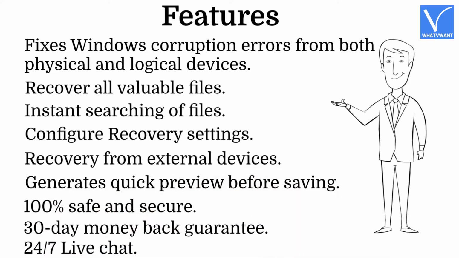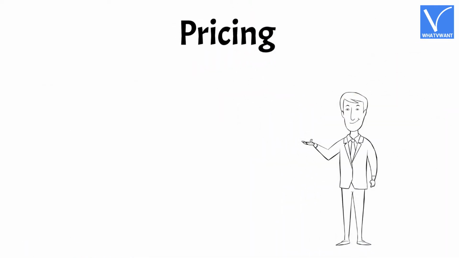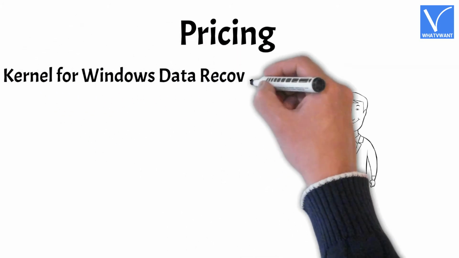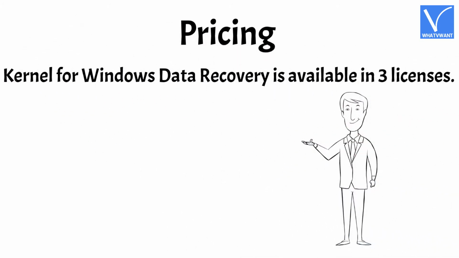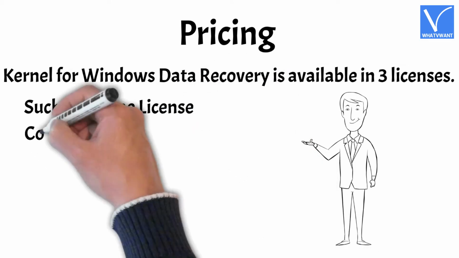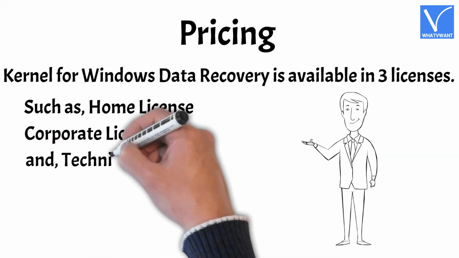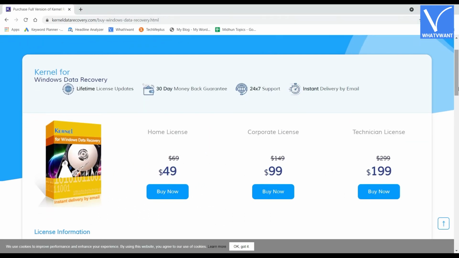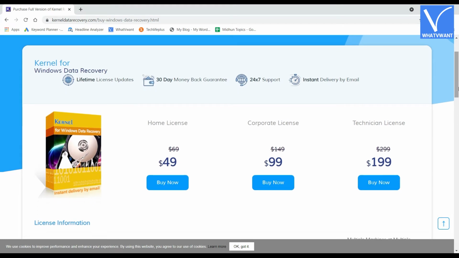24/7 live chat. Pricing. Kernel for Windows Data Recovery is available in 3 licenses, such as Home License, Corporate License, and Technical License. The prices of all the 3 licenses are displayed on the screen.